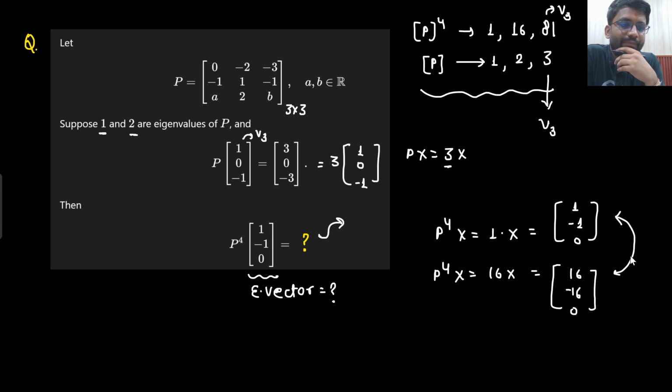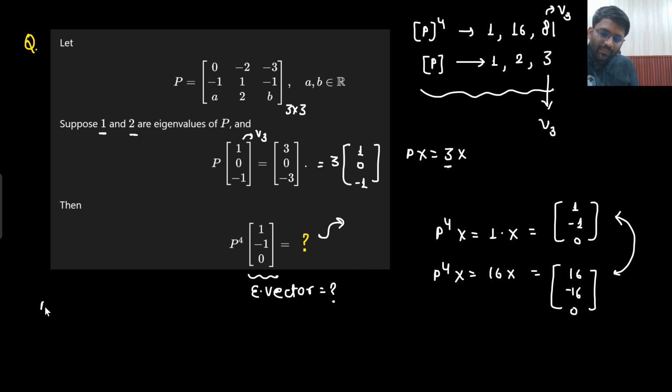Is that clear to you? And again, sir, here we are not sure whether it is an eigenvector or not. 99% chances are there that surely they will make it an eigenvector. Otherwise, why would they ask this kind of question? But now we are supposed to find out the eigenvectors of matrix P. How will we find out? We don't have the values of A and B. But we can find out the values of A and B very easily. How can we find out?